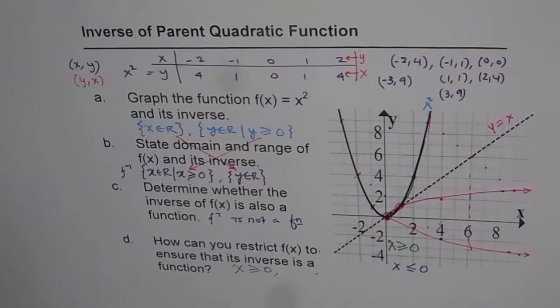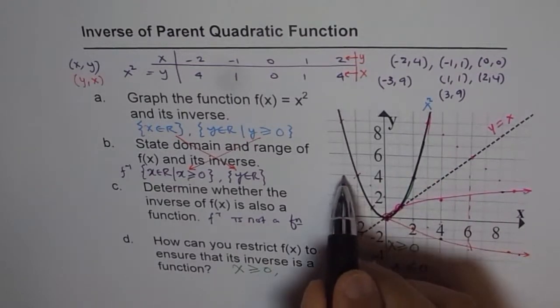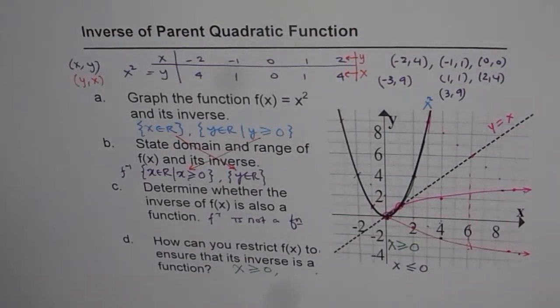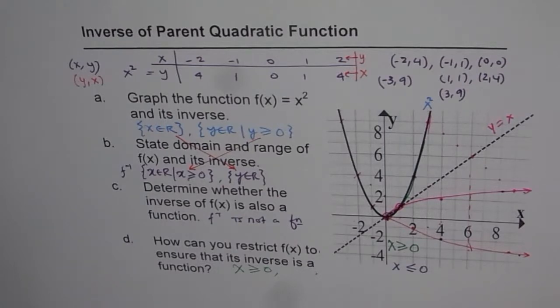Let me add here, if in the function you draw a horizontal line and it crosses at 2 points, then its inverse will fail the vertical line test. So even when you look at the function, you can make out whether its inverse will be a function or not by drawing a horizontal line, and we call that the horizontal line test.